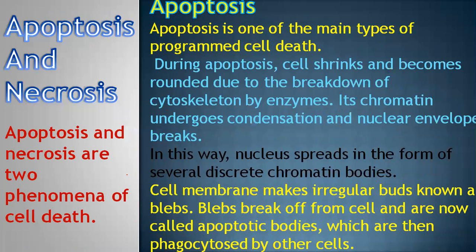Now we'll see, dear students, the last topic: apoptosis and necrosis. Apoptosis and necrosis are two phenomena of cell death where the cell dies in the body. Apoptosis is the programmed cell death. Programmed, like our body, our cell decides sequentially to die. In that cell, it shrinks and becomes rounded due to the breakdown of the cytoskeleton by enzymes.